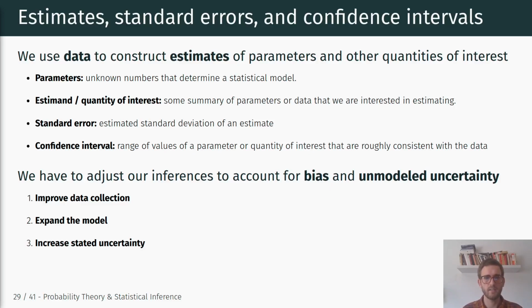The third strategy to take into account bias and unmodeled uncertainty is, if we cannot incorporate it in our model, or if we cannot improve our data collection, the least we can do is increase our stated uncertainty. So when everything else fails, when we cannot improve our data collection, when we cannot expand the model to incorporate specific structures in our data, we have to increase the uncertainty to account for these unmodeled sources of error. So for example, if we're assuming that these errors are independent, we can just add additional variation to our uncertainty to give a more realistic account of how much uncertainty there is around our estimates.